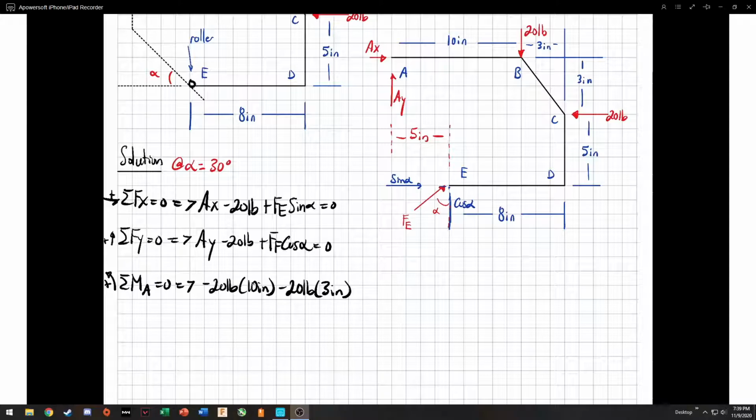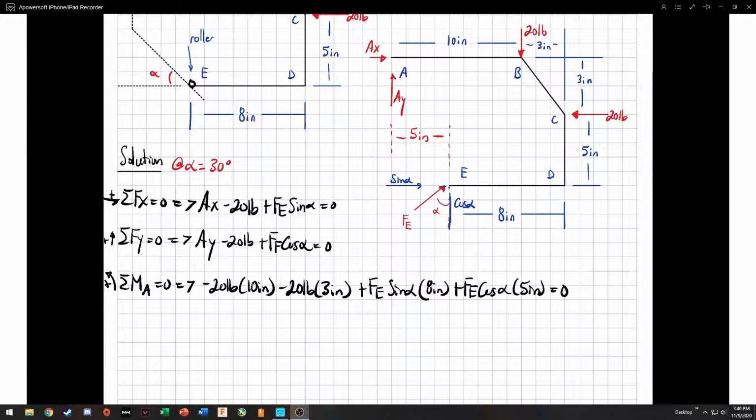And now we're going to have our force FE. Our force FE is going to be causing a positive moment, force FE times its perpendicular distance. So we're going to be using sine alpha times that one's perpendicular distance, which is going to be in the x direction, so it's going to be 8 inches, plus FE again, cosine alpha, times that perpendicular distance. Our cosine is this point right here, so its perpendicular distance from A is going to be this 5 inches.